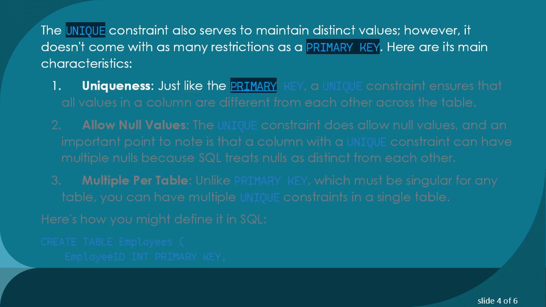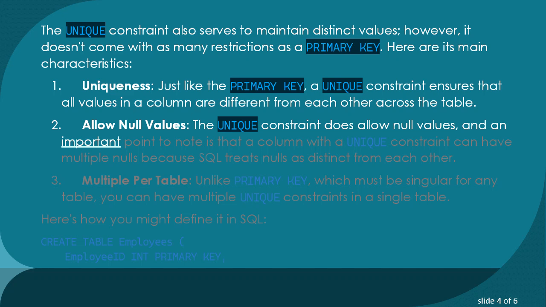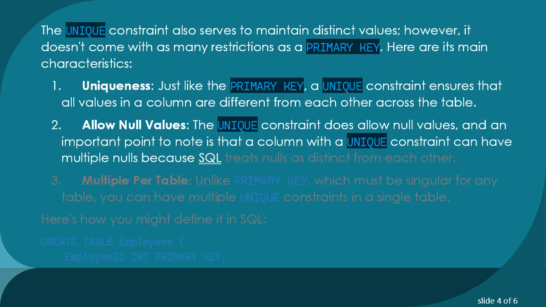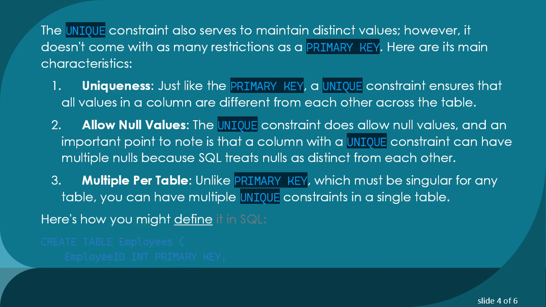Uniqueness: just like the primary key, a unique constraint ensures that all values in a column are different from each other across the table. Allow null values: the unique constraint does allow null values, and an important point to note is that a column with a unique constraint can have multiple nulls because SQL treats nulls as distinct from each other. Multiple per table: unlike primary key, which must be singular for any table, you can have multiple unique constraints in a single table. Here's how you might define it in SQL.